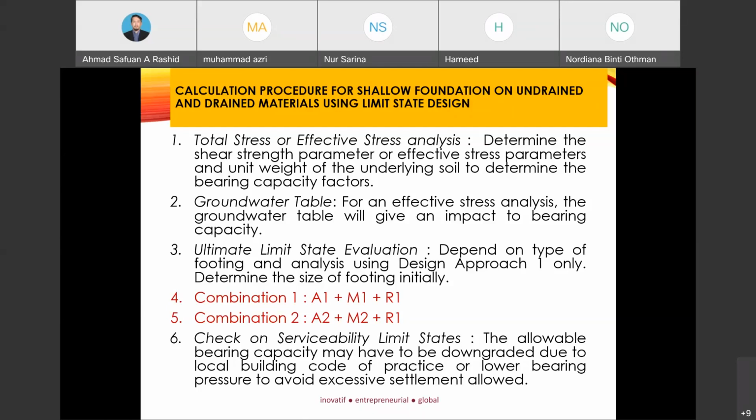The allowable bearing capacity may have to be downgraded due to the local building code of practice, or a lower bearing pressure used to avoid excessive settlement. However, for this topic, I only discuss the bearing capacity, not the stability limit state. So that is the direct method. I will discuss an example later on, on how we calculate the bearing capacity using this EC7.